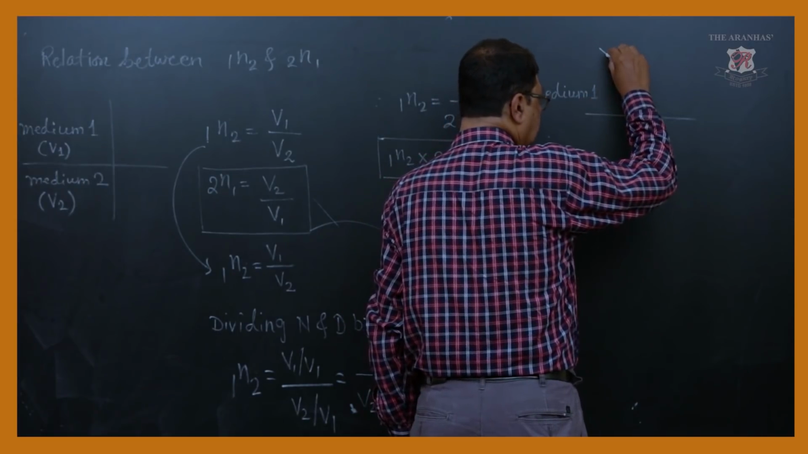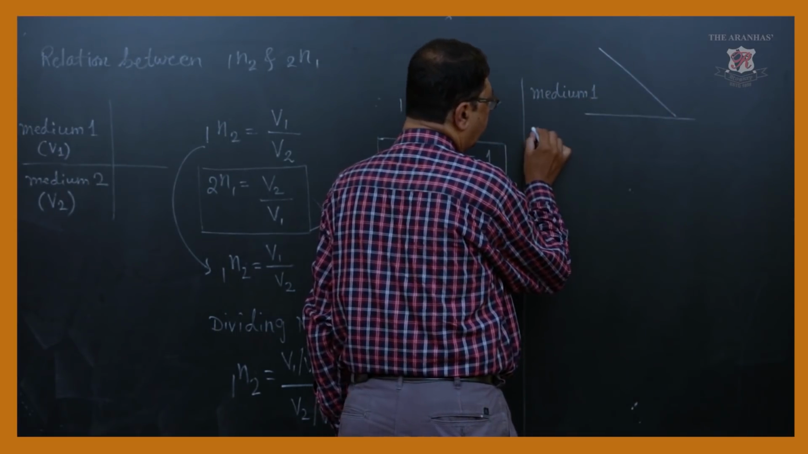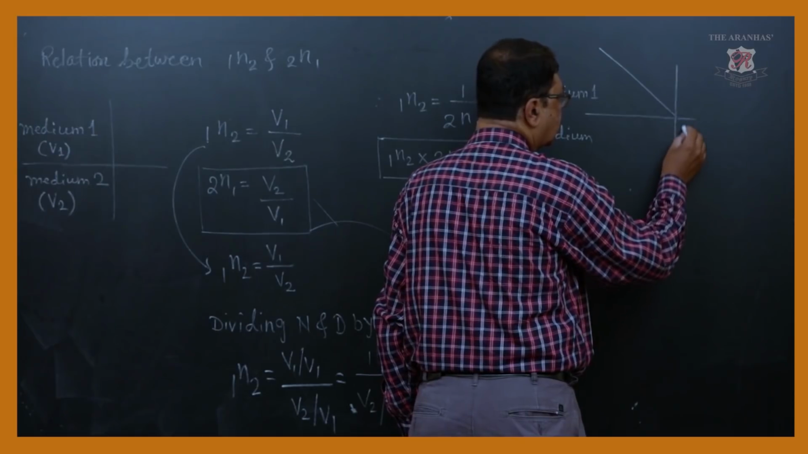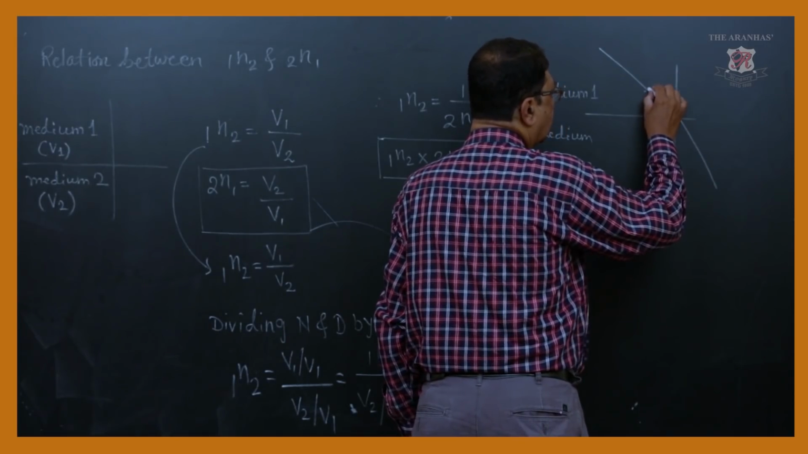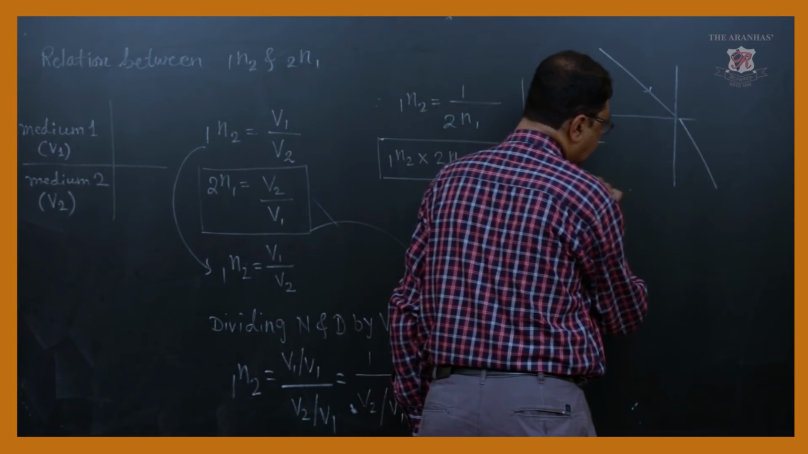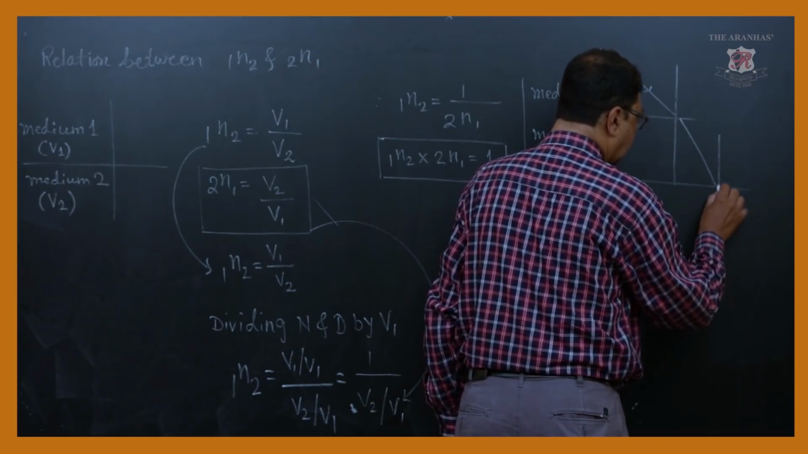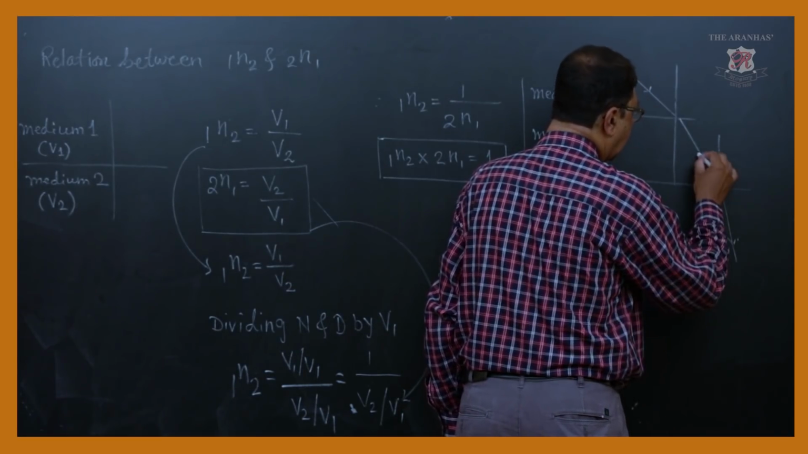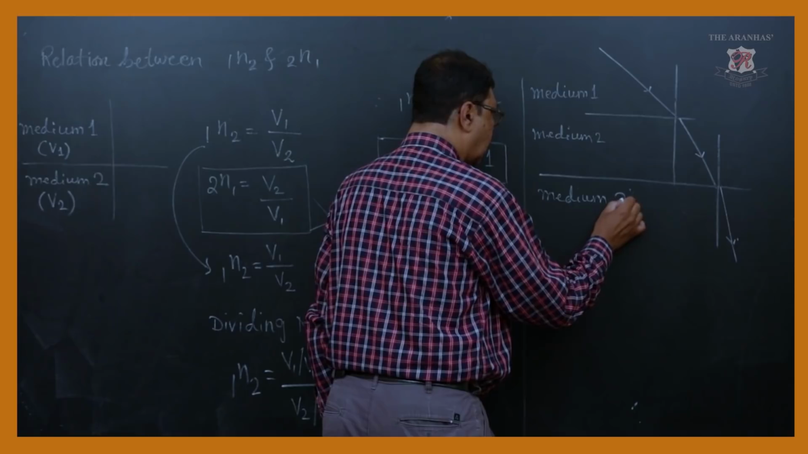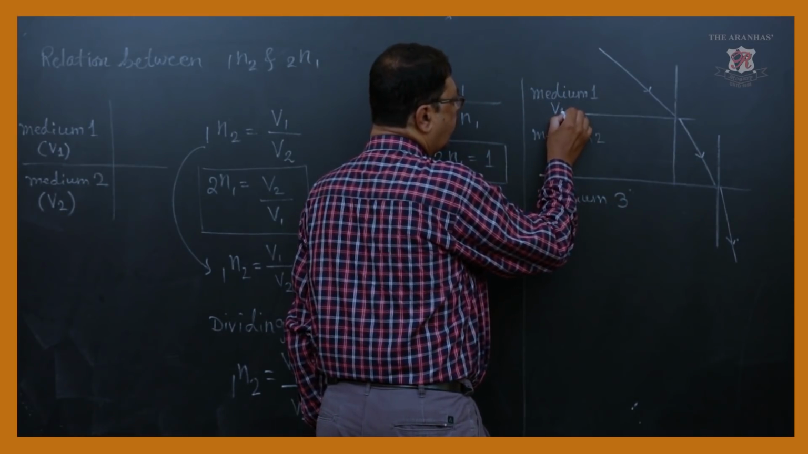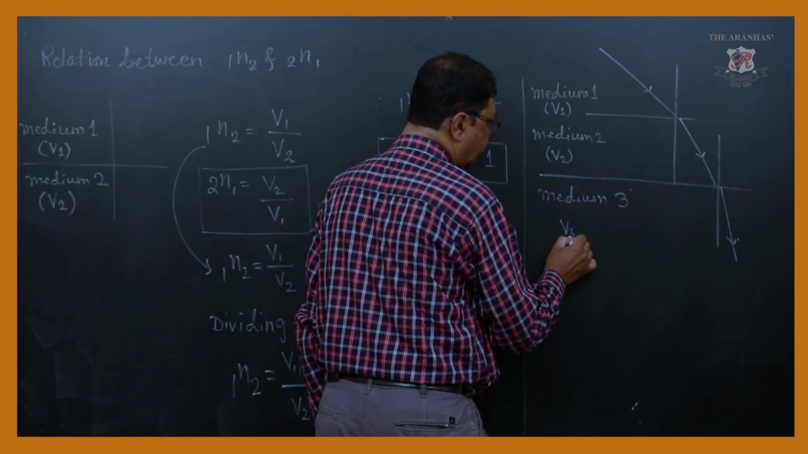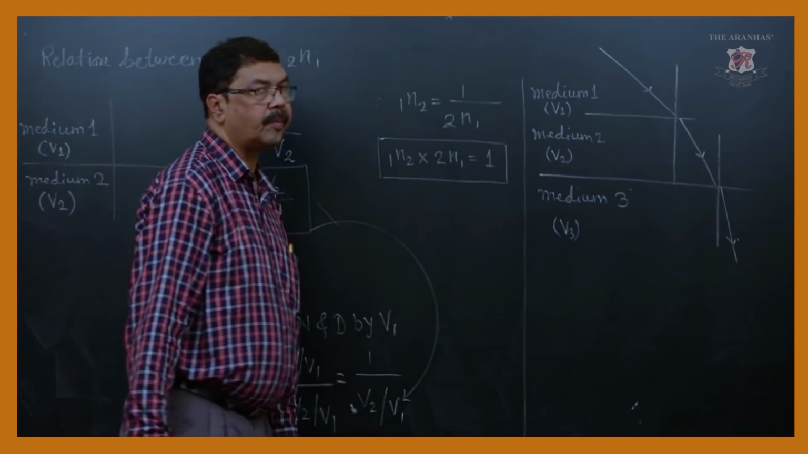A ray of light is incident on medium 1. It enters medium 2. Let us say this is the normal. This is the rarer medium, and we still have one more medium here. This is medium 3. Let us assume V1 is the velocity in the first medium, V2 is the velocity in the second medium, V3 is the velocity in the third medium.